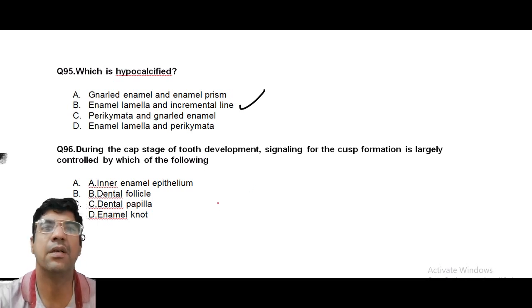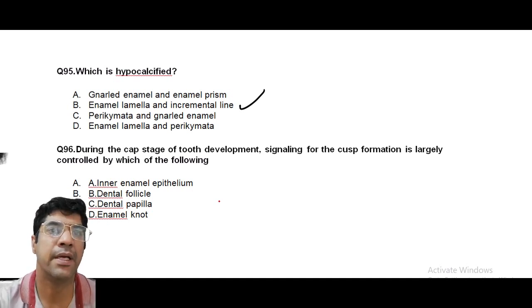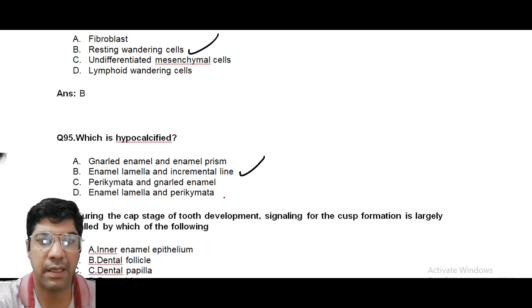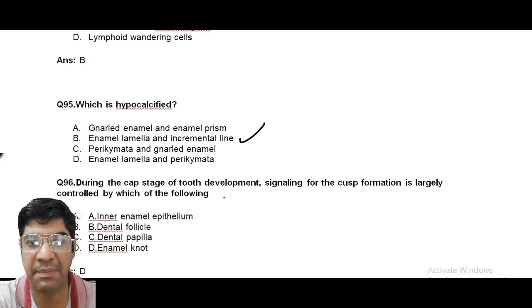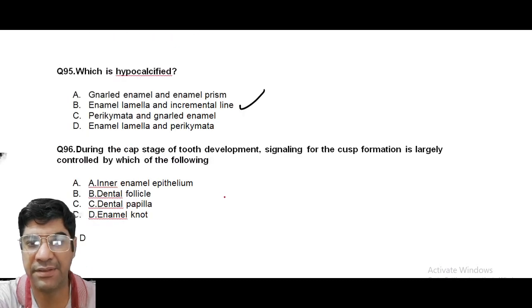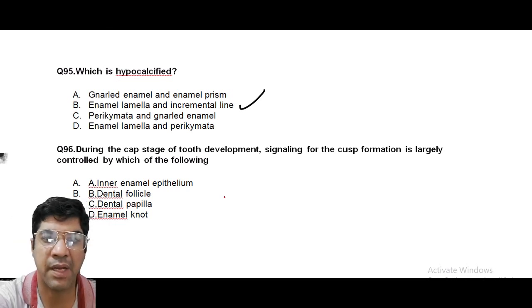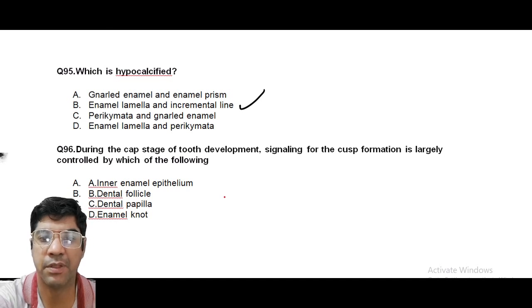During the cap stage of tooth development, the signal for the cusp formation is controlled by the enamel knot. It acts as a signal for cusp formation during the cap stage of tooth development. So enamel knot, what is that? It is a transient epithelial structure that plays a role in regulating the growth patterns of tooth cusps.